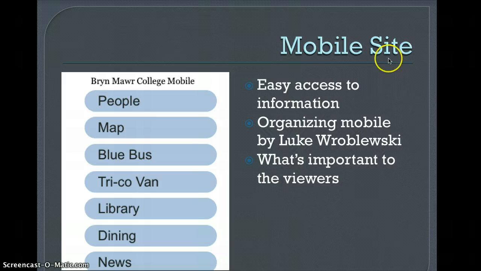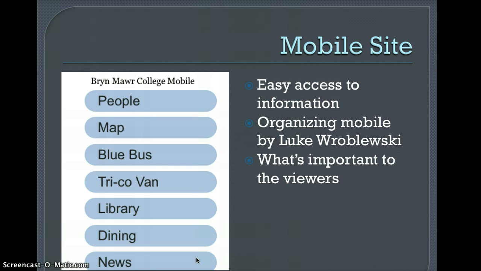And this is what it looks like on the mobile site when you ran it through the test run. And this is easy to access information. You can see that the navigation right here is on the side. So the main topics that someone would need to find are right there, so you can see them. And like I said, it's important. These are what's important to the viewers. So these are what they're looking for first.